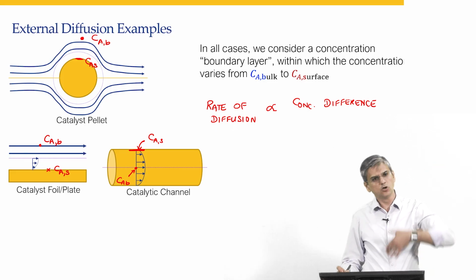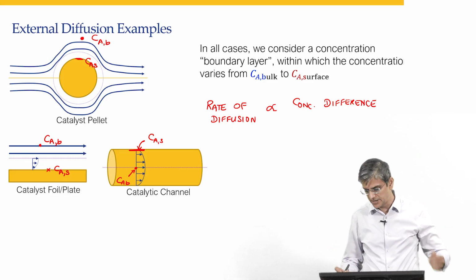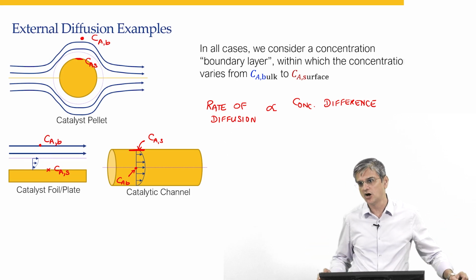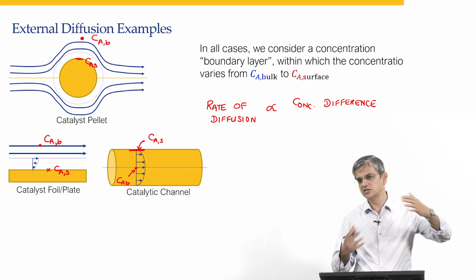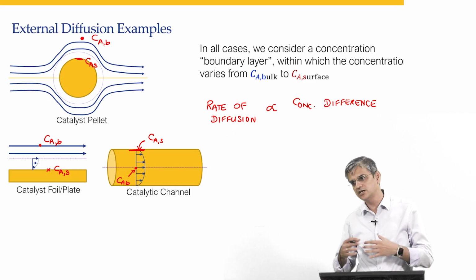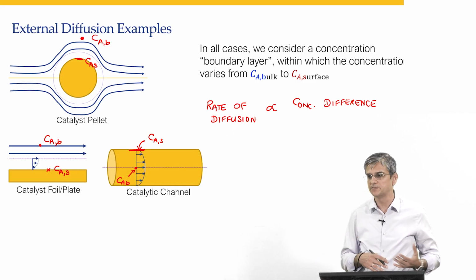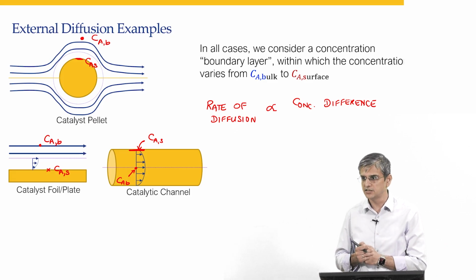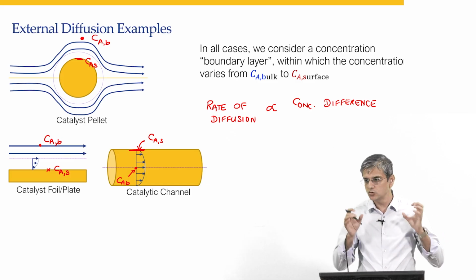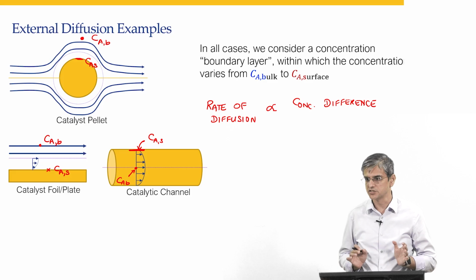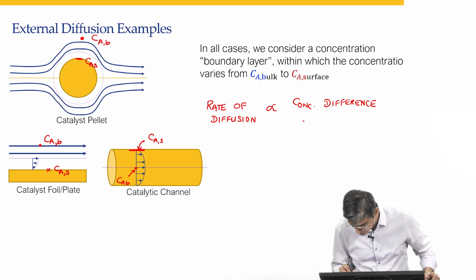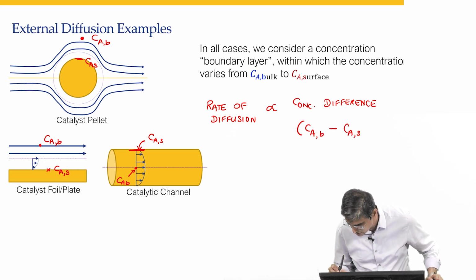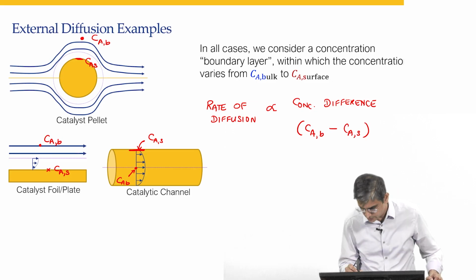Note that there is no reaction taking place, so we can approximate the overall Fick's law as just the concentration difference divided by delta. As I said in the previous class, delta will be replaced by some kind of characteristic length. All of that we will incorporate into a term called the mass transfer coefficient. So, rate of diffusion is proportional to CAB minus CAS.